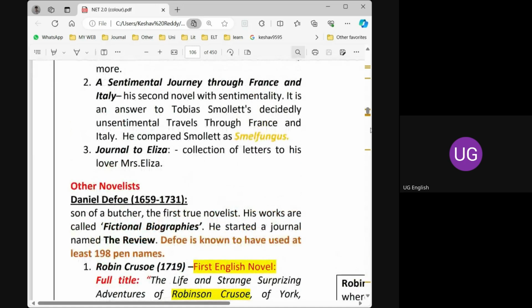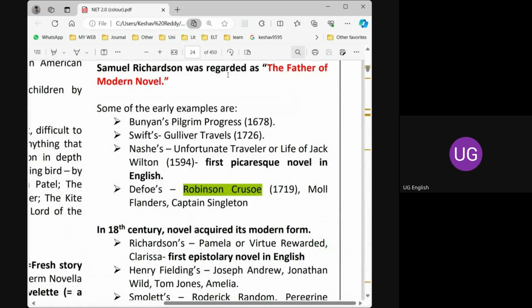So I'm coming back to today's screen. Yes. I just want to tell you that Robinson Crusoe is the first novel by Daniel Defoe, but all of Defoe's novels have very lengthy titles. Just remember this similarity of Daniel Defoe. And these are the early examples we discussed.